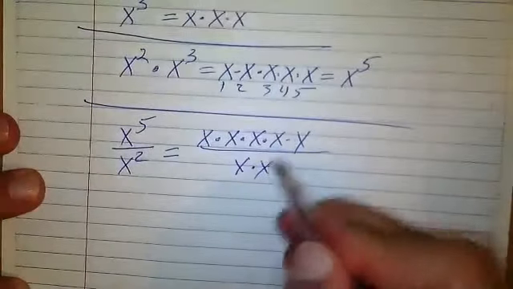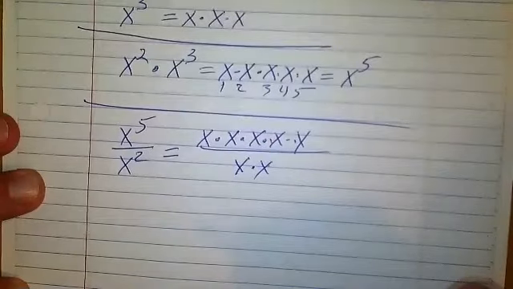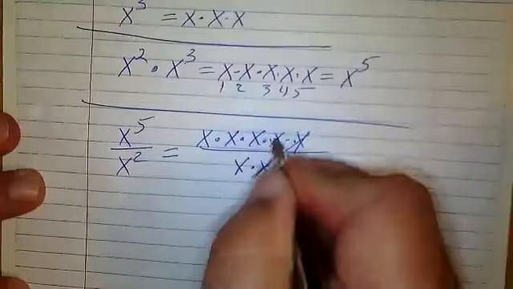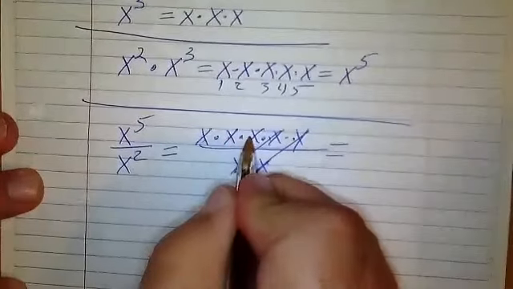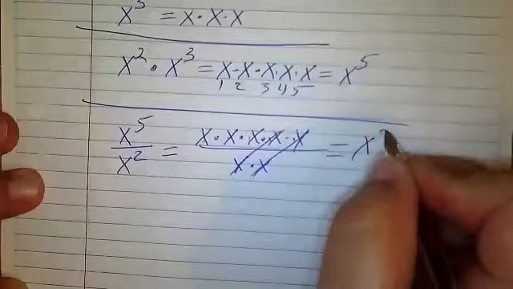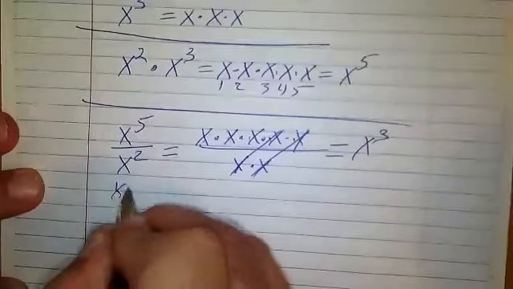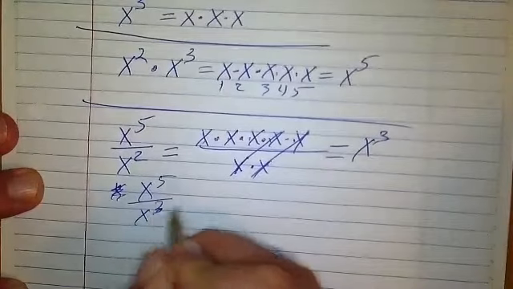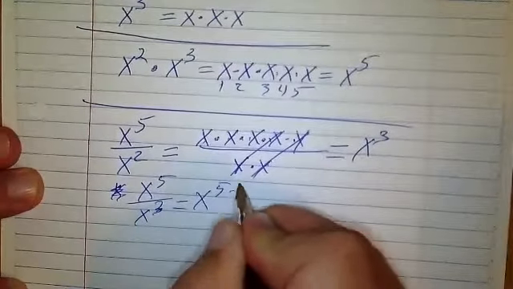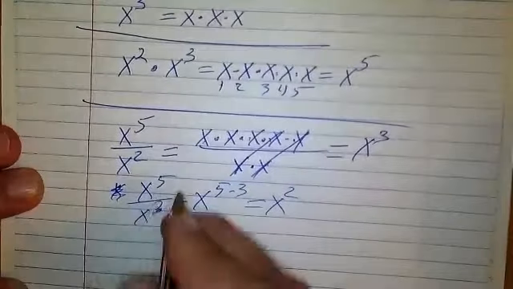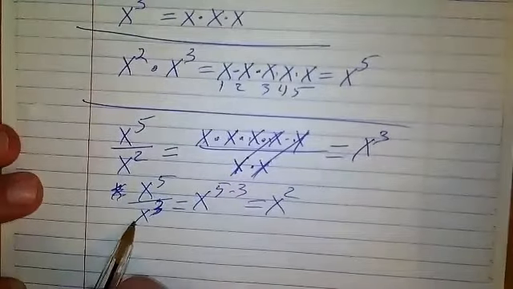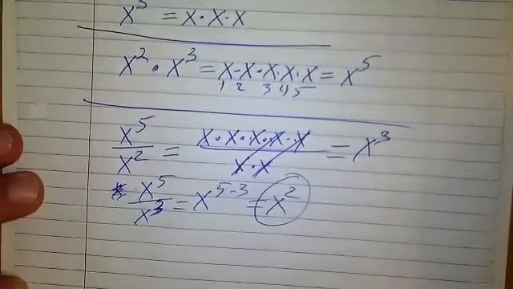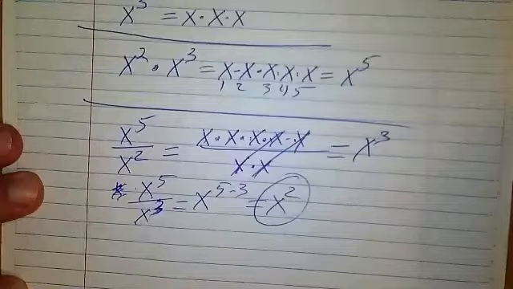So when I have this, what can I do with these x's top and bottom? Subtract? I'm not going to subtract. I'm going to cross cancel them, right? So how many do I have left on top? 3. So it's going to be x to the third. So what we find out is that when we have something like this, it's really going to be x to the 5 minus 3, which is going to be x squared. Because there's 5 up here, and 2 on the bottom. When we cross cancel them, there's going to be 3 left on top, right? Does that make sense?